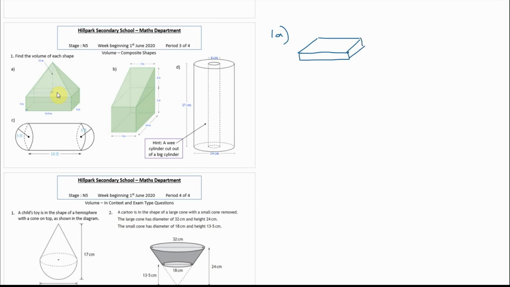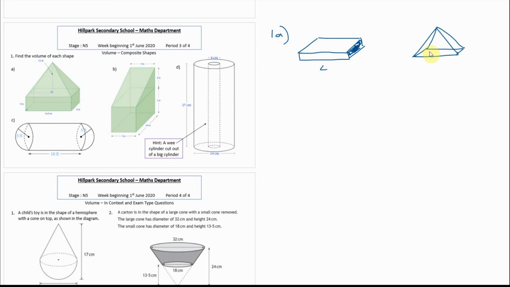And then I would say on top of that, you've got your pyramid right here, that kind of shape. Okay, it's that kind of thing. So how do we work out the volume of this? Well, we take this area and we times it by the length. Okay. How do we work out the volume of this?